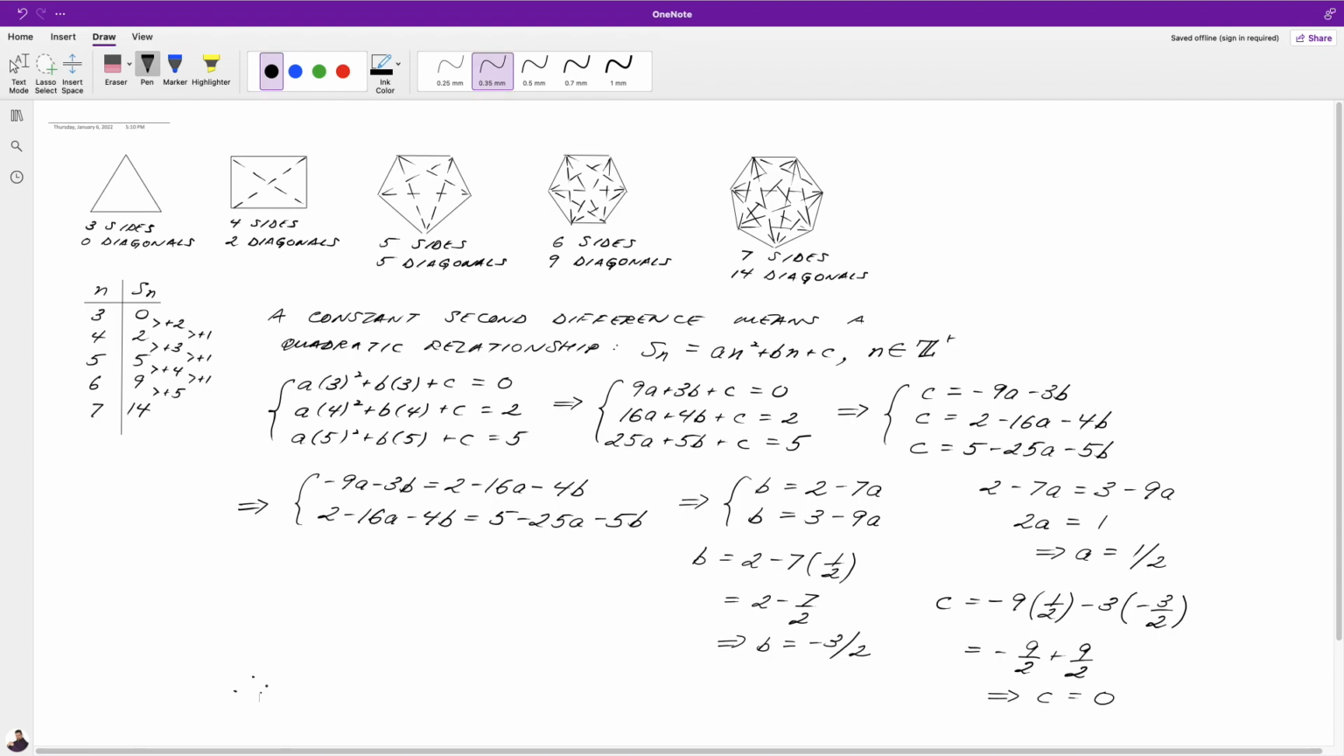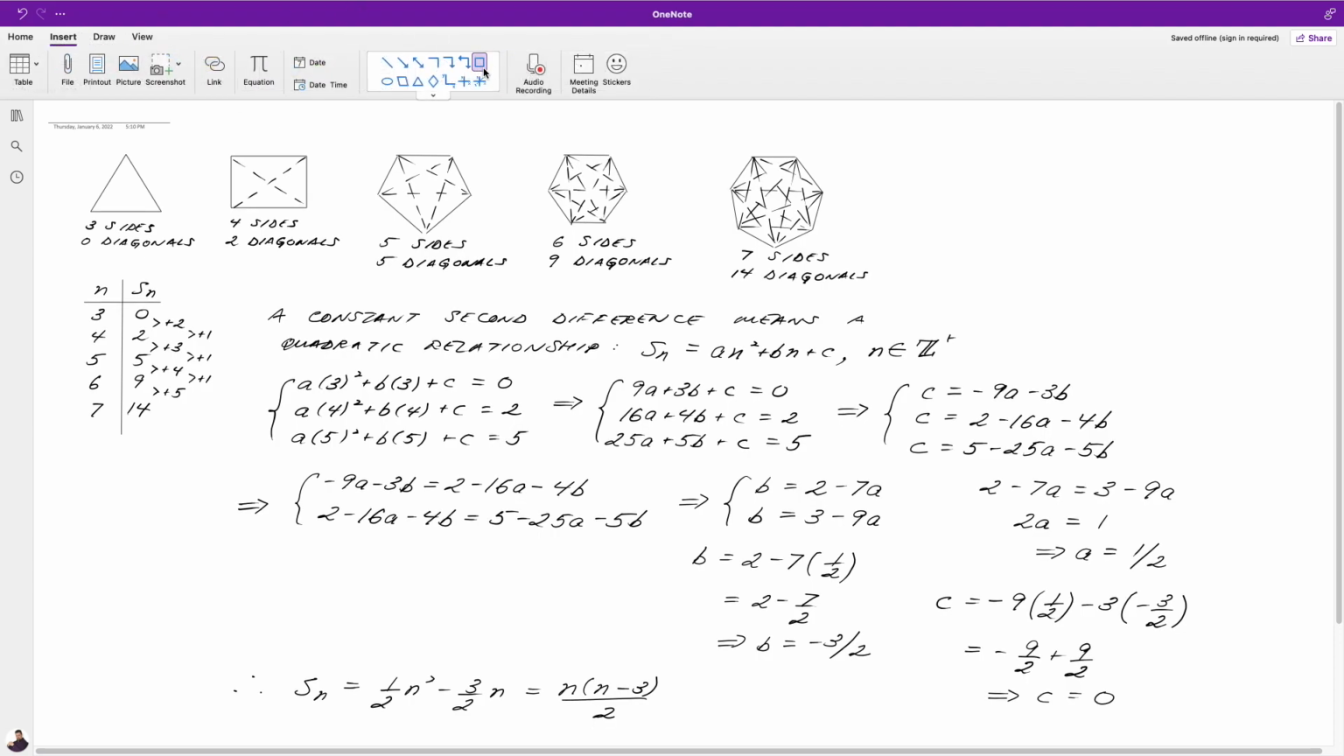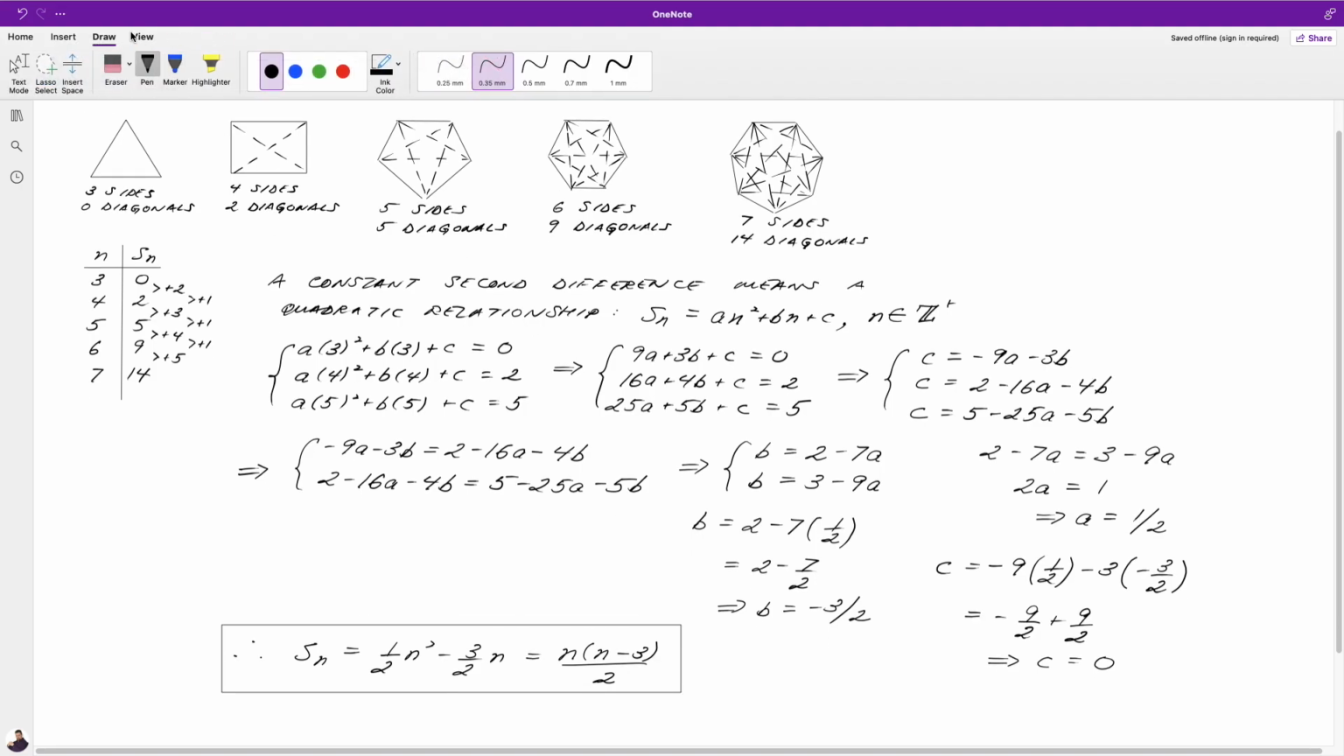Therefore, S of n is equal to 1/2 n squared minus 3/2 n. And if we want, we can go ahead and factor an n out up on top, and we can also factor out a 2 down here in the denominator. There you go, the formula for the number of diagonals in an n-sided polygon.